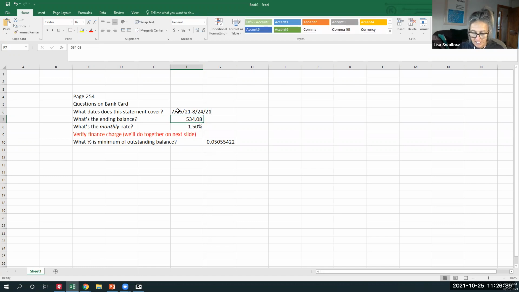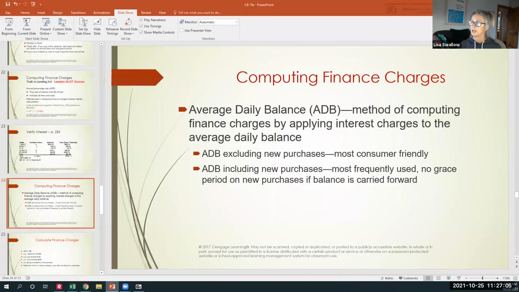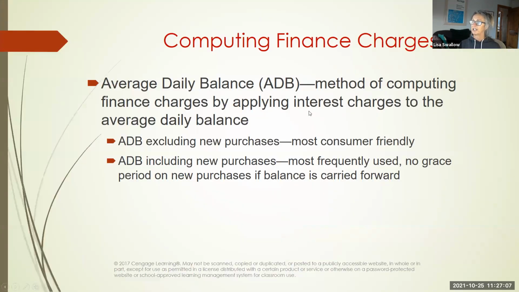Okay, so up here at the top right again, the statement date is the 24th of August. The payment date is the 21st of September. So I'm backing up 30 days from the statement date. This is the time period that the statement covers. So my bad when I had that up there before.